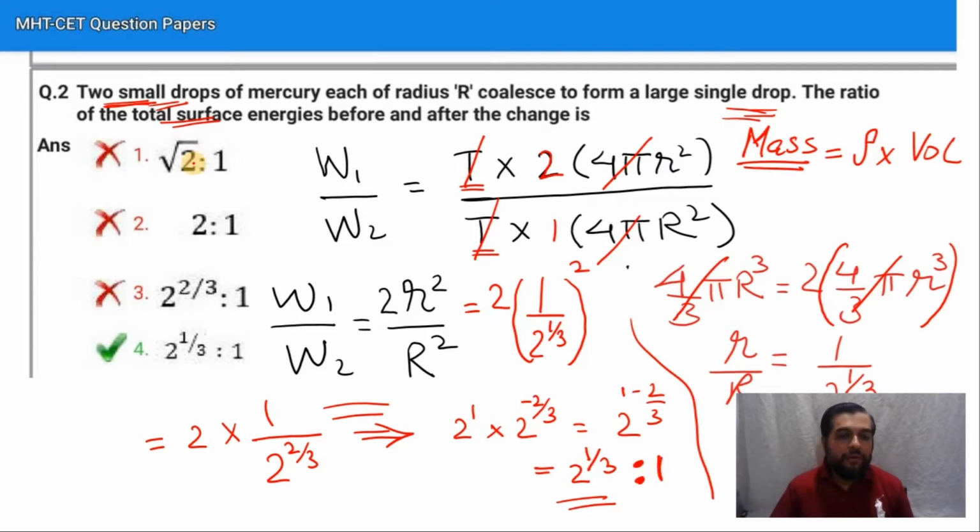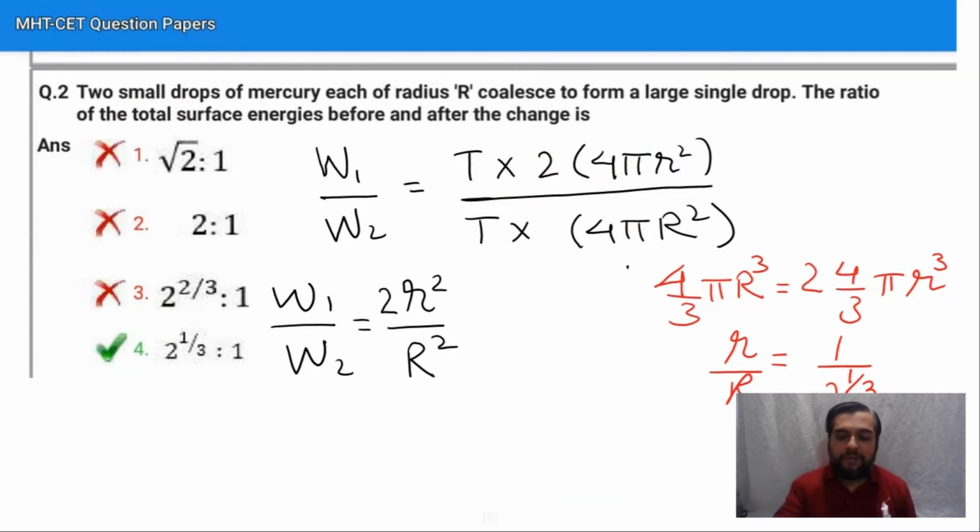So you can see 2:1 is not possible, 2:2/3 is not possible, 2 raised to 1/3, yeah, this is the answer. Got it? A very simple question on surface tension.